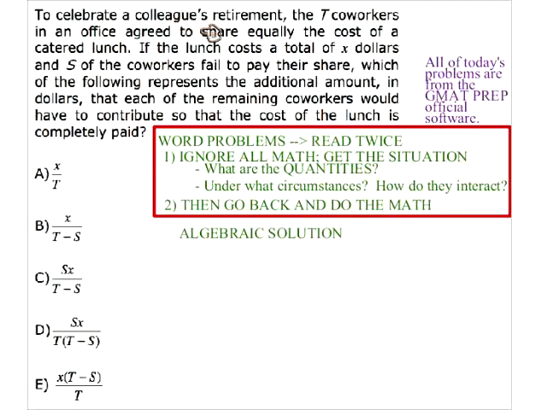So there were a bunch of workers who agreed to share the cost of a lunch. But then some of them failed to honor that obligation. And so then the other people got stuck with the bill. So what we can do just from that is make a chart. You should make a chart before you have any math.